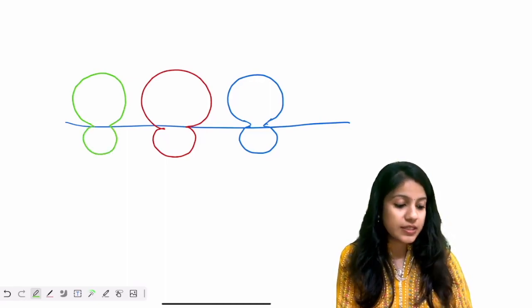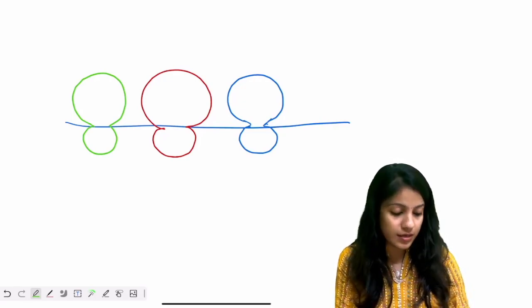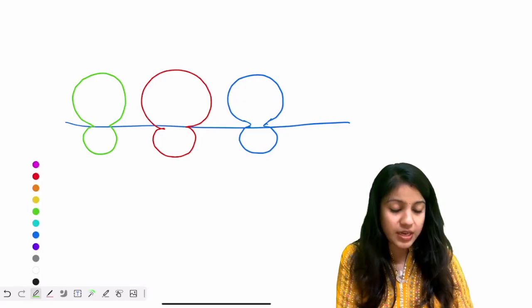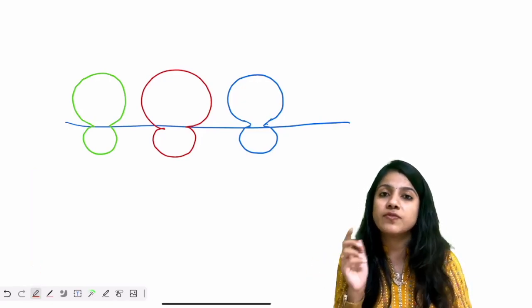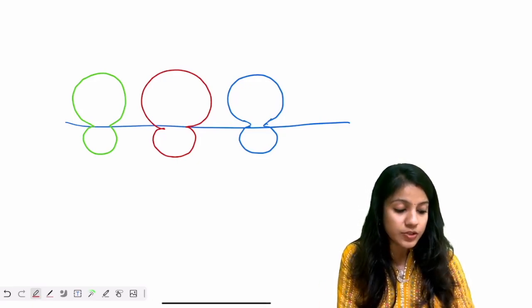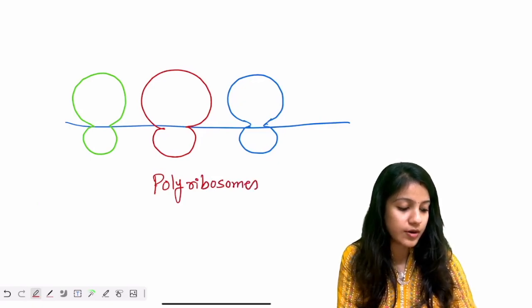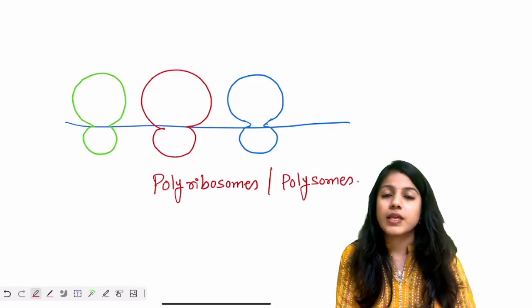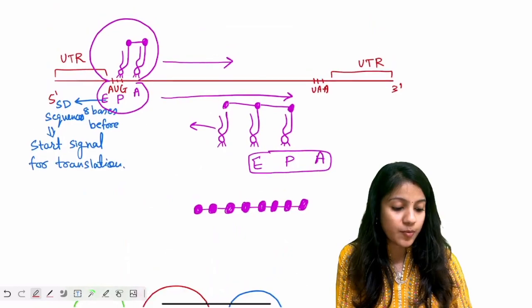So simultaneously we can see many ribosomes can be attached on a single mRNA. That means the same type of protein can be formed simultaneously. Many copies of the same protein can be formed when there is availability of many ribosomes. So this condition is called polyribosomes, also called polysomes. Okay, so remember this process, how the process is happening.